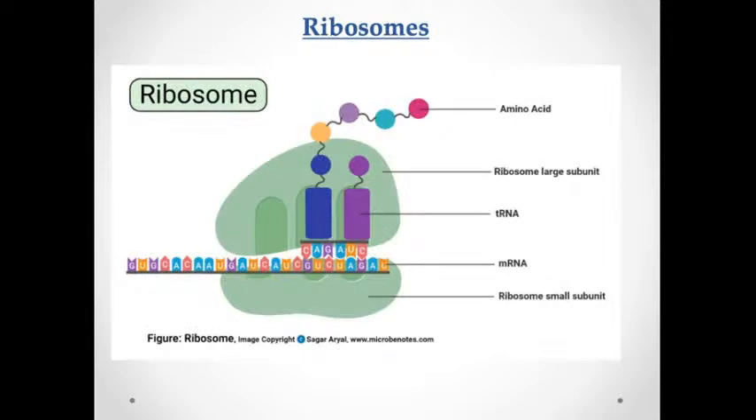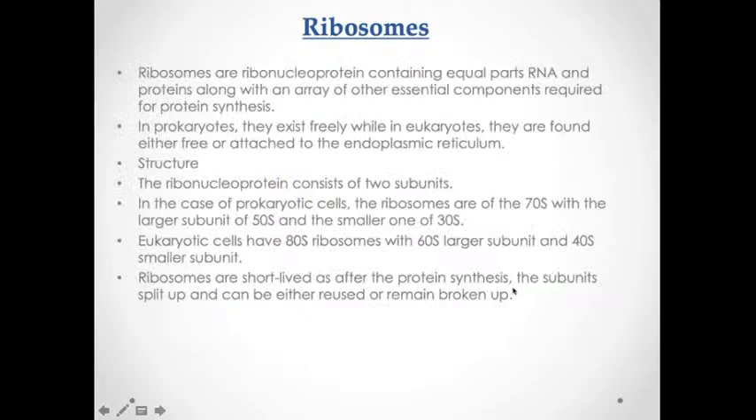Then comes your ribosomes. It has amino acids. These are your ribosome large subunit. There is a transfer RNA, there is mRNA, and a ribosome small subunit. So ribosomes are ribonucleoproteins containing equal parts of RNA and proteins along with an array of other essentials required for protein synthesis. In prokaryotes, they exist freely, while in eukaryotes they are found either free or attached to the endoplasmic reticulum.